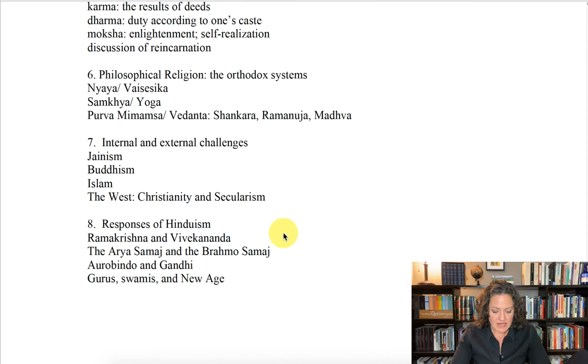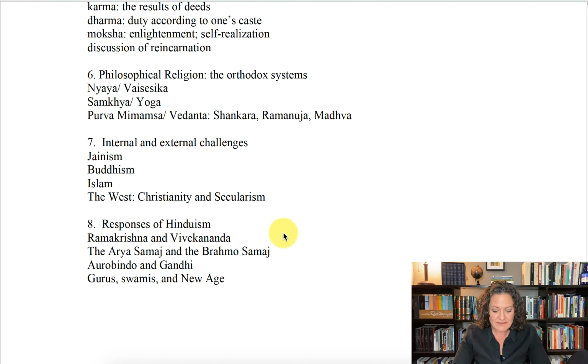Ramakrishna lives about 1836 to 1886, and Rama is an avatar of Krishna. Vivekananda is bliss. So this is going to be a version of Vedantic Hinduism, and it's a mystical and philosophical version. It's taught between the 1880s and 1950s. Vivekananda is a disciple of Ramakrishna.